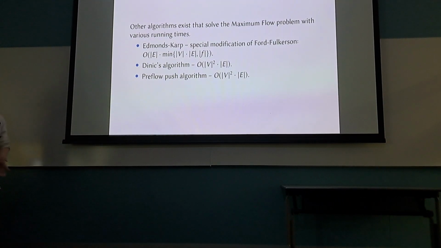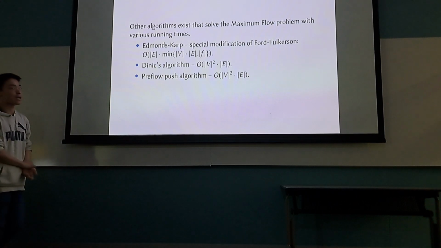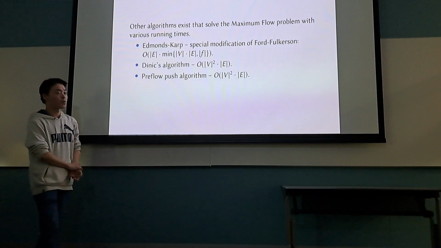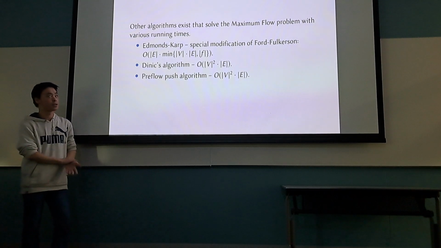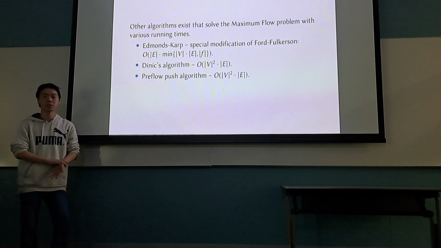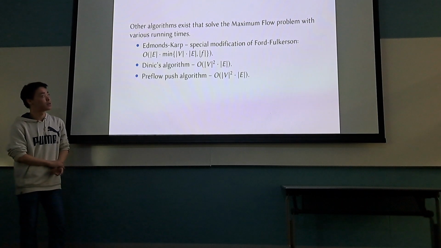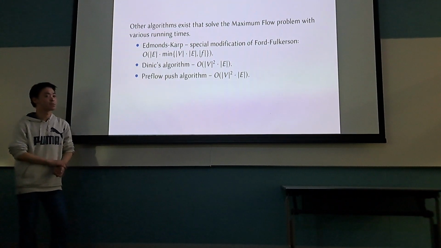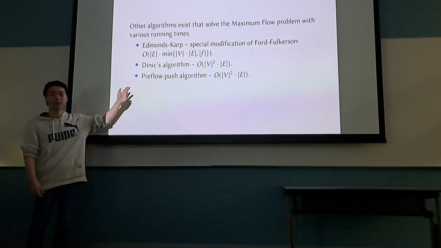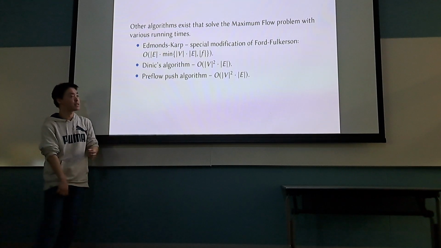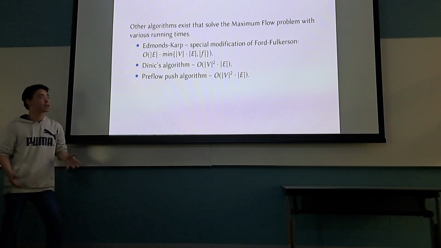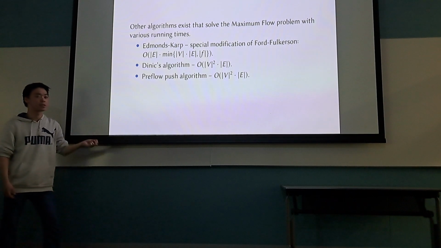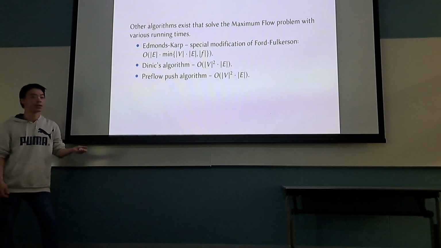There are other algorithms out there. So Edmonds-Karp is a special modification where instead of choosing an arbitrary path, you start by choosing the path of shortest length. It turns out that in some graphs, it actually runs a lot better. There's also Dinic's algorithm, which looks at blocking flows, and preflow-push, which is sort of the standard in modern flow networks.